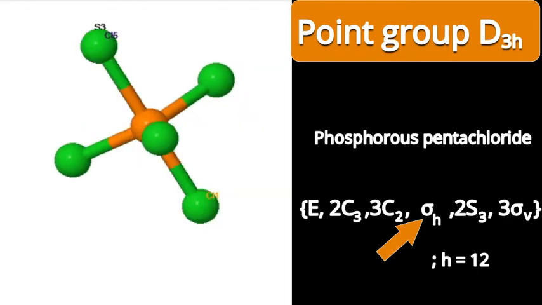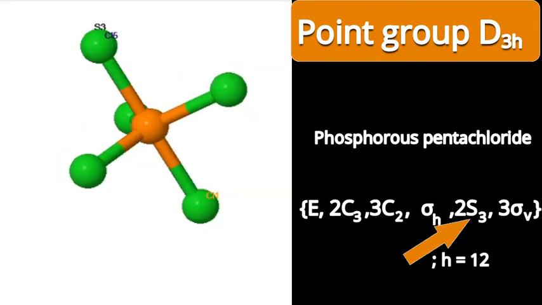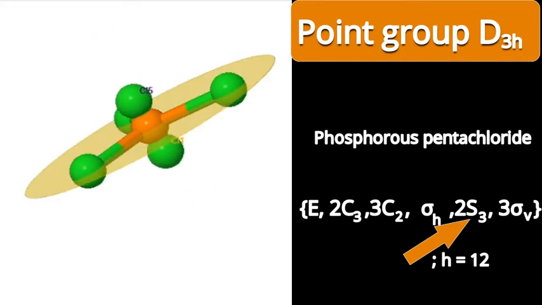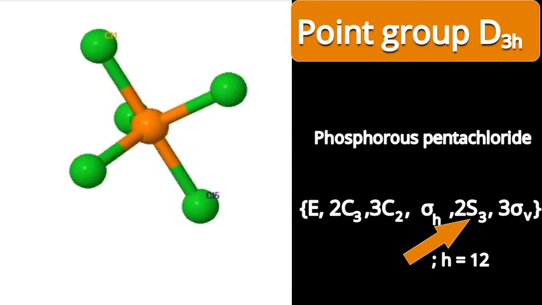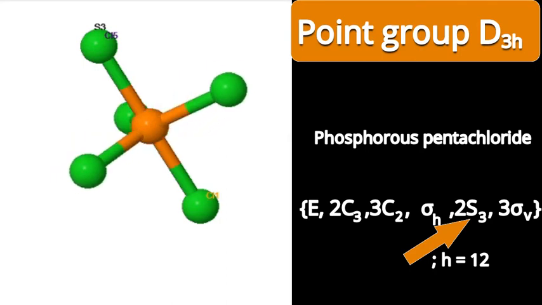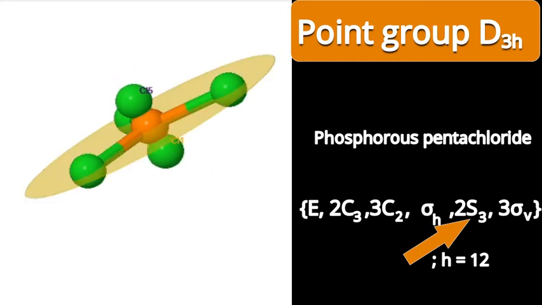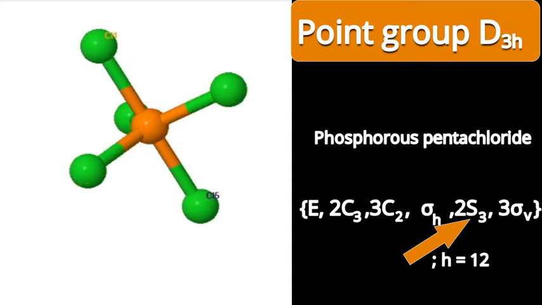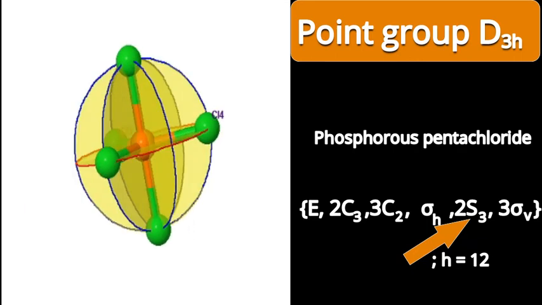Is any improper axis of rotation possible? Yes. Whatever our C3 axis is, the same C3 axis is the S3 axis. Around S3 actually 6 operations are possible, but out of those 6, only 2 unique operations we can find. Those are S3^1 and S3^5. So I am representing here 2S3.